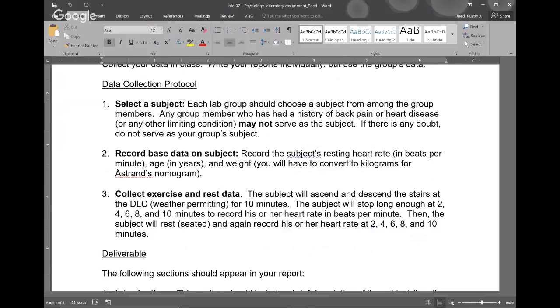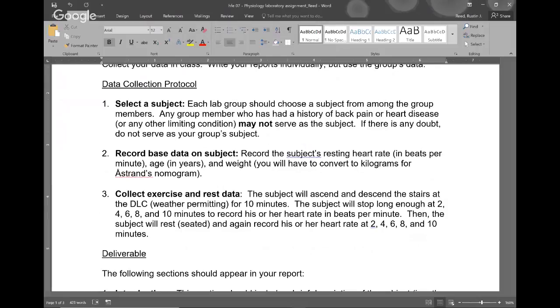You can divide up roles however you'd like, but at least the person who's doing the exercise should not be the person with the stopwatch. Someone else will have a stopwatch or a timer, a clock on your phone, to keep track of the time and tell the person who's exercising when they need to stop and take heart rate. The person who's exercising could take their own, or the person with the stopwatch could, or if you have 3 in your group, it could be someone else. Does that make sense? Are there any questions about that? Okay.